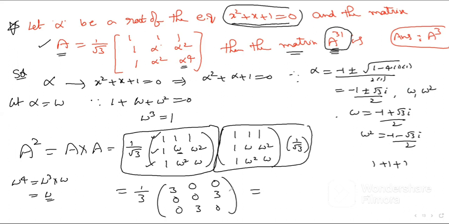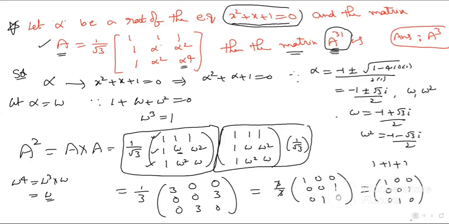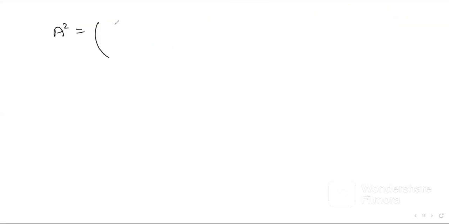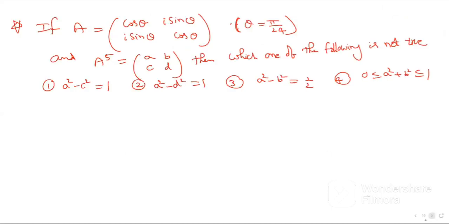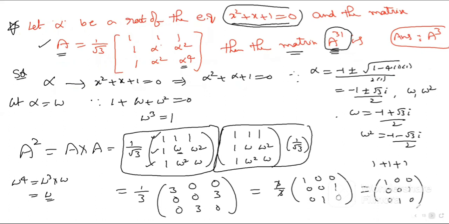So here I take 3 common in this matrix: 3 by 3 into the matrix 1 0 0, 0 0 1, 0 1 0. What do we get here? 1 0 0, 0 0 1, 0 1 0. This is A square. So the A square value we have got is 1 0 0, 0 0 1, 0 1 0.